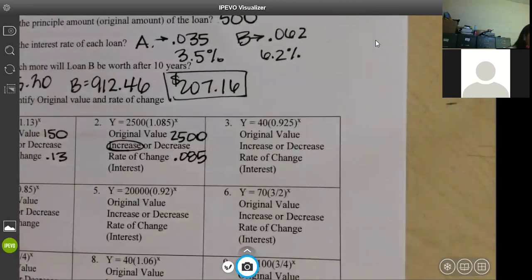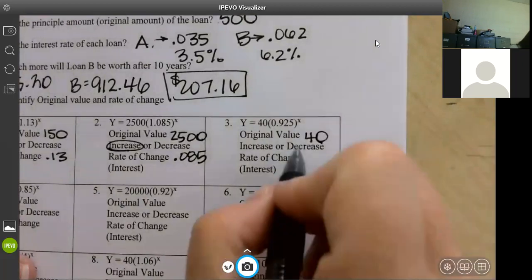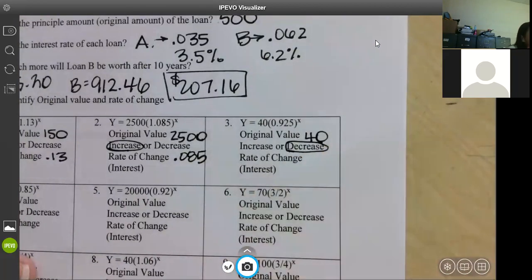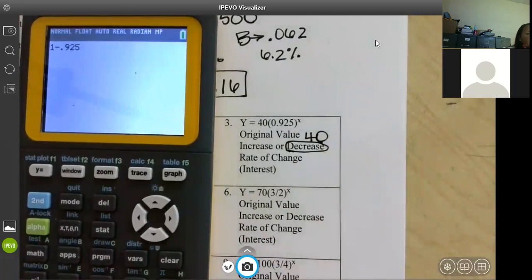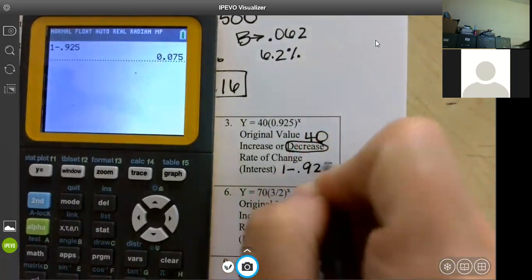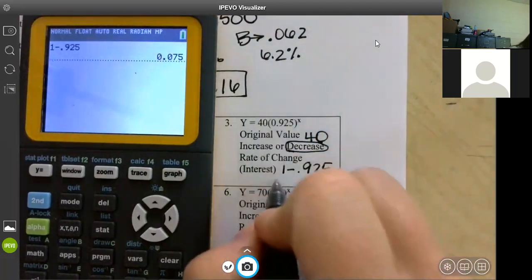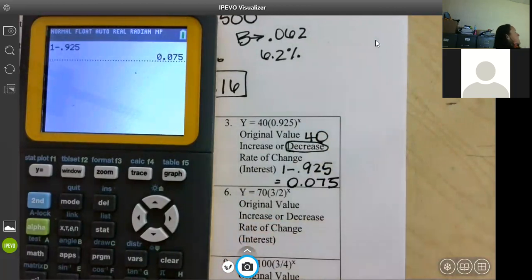Number 3, what's your original value? Increase or decrease? Decrease because it's less than 1. Your rate of change on this one, you have to tell me how far it is from 1. So you just do 1 minus 0.925, because it's less than 1. And what do we get? 0.075. That's it.